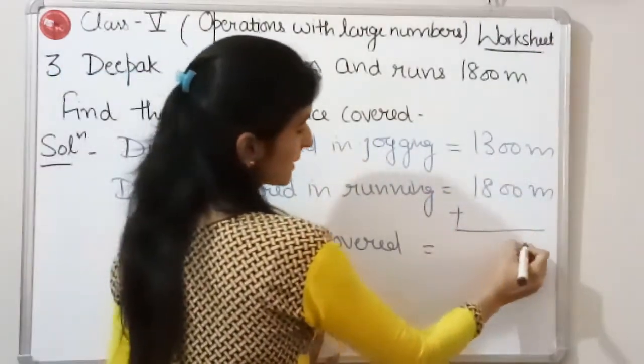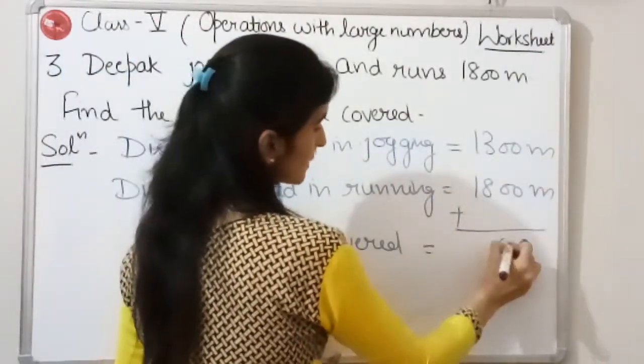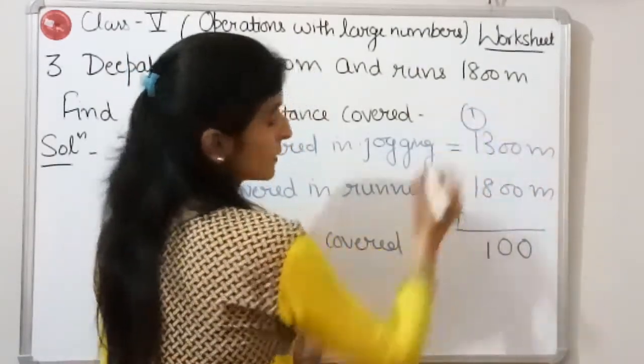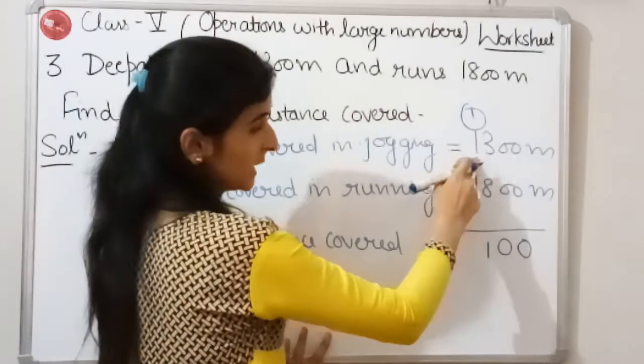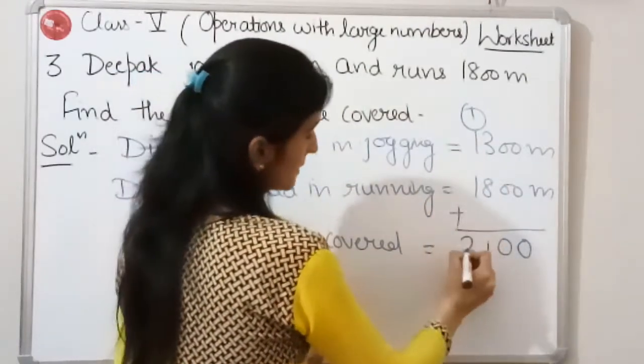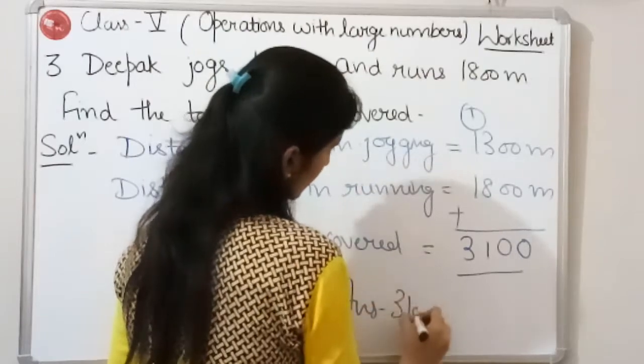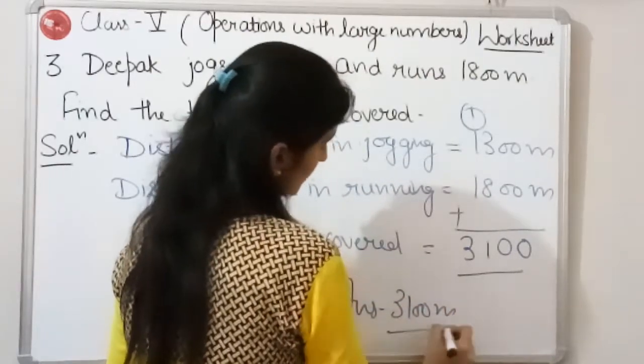0 plus 0 is 0. Again 0 plus 0 is 0. 3 plus 8 is 11. So 1 carry. 1 plus 1 is 2. 2 plus 1 is 3. So what is our answer? Our answer is 3100 meter.